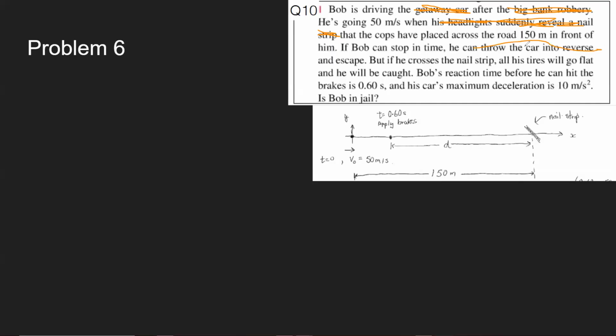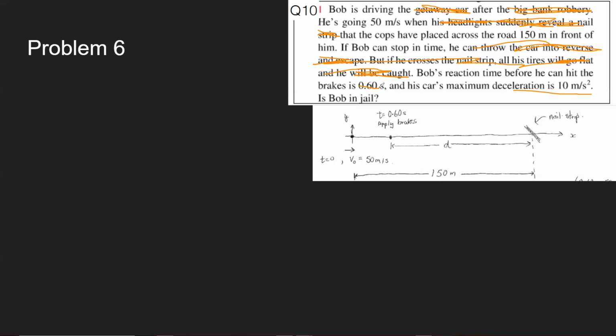We don't care that he can throw his car in reverse and escape. And we don't care that his tires will go flat. None of this matters for the problem. Anything that I left in there actually matters. So all we really care about is he's going 50 meters per second. There's something in front of him 150 meters away. And is he going to reach that thing if he decelerates at this rate and has this reaction time? That's all the question is. So it's actually a simple question, but it just has so many extra details.